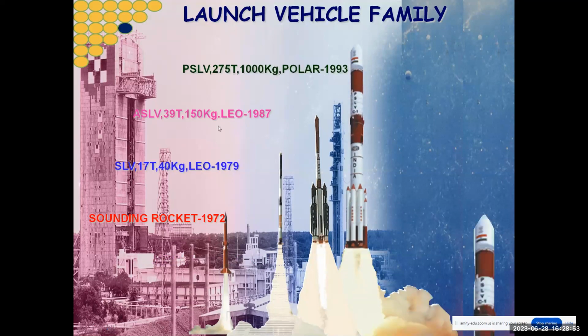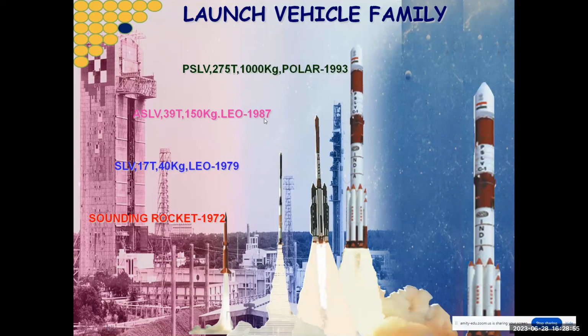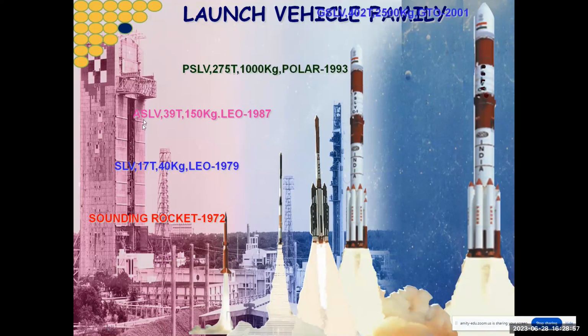In 1987, we launched the ASLV, which carried 150 kg. Then the Polar Satellite Launch Vehicle carried up to 1000 kg in the polar satellite, that was in 1993. And from 2000 onward, we launched satellites up to a maximum of 2500 kg, using what are called the geostationary launch vehicles.